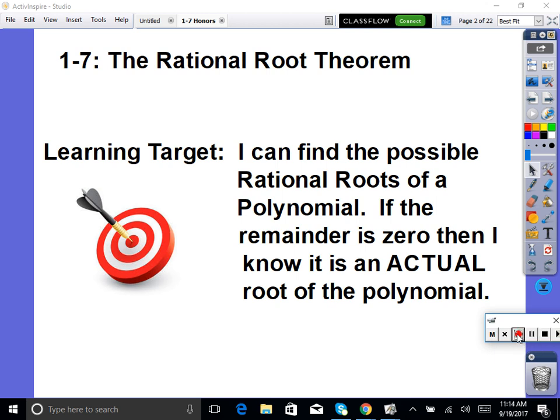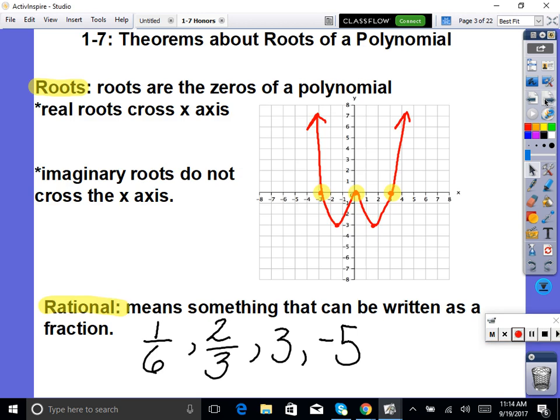Good. Cool. So today what you're going to do is use the rational root theorem, and we're going to find possible rational roots of a polynomial. Now we know we can divide polynomials using synthetic division, and if the remainder is 0, then we know for a fact that is a solution or a root. That's what we're going to be using today.